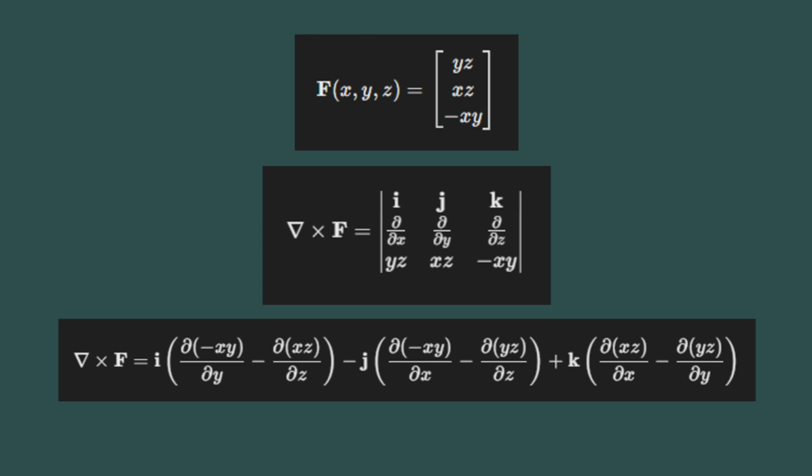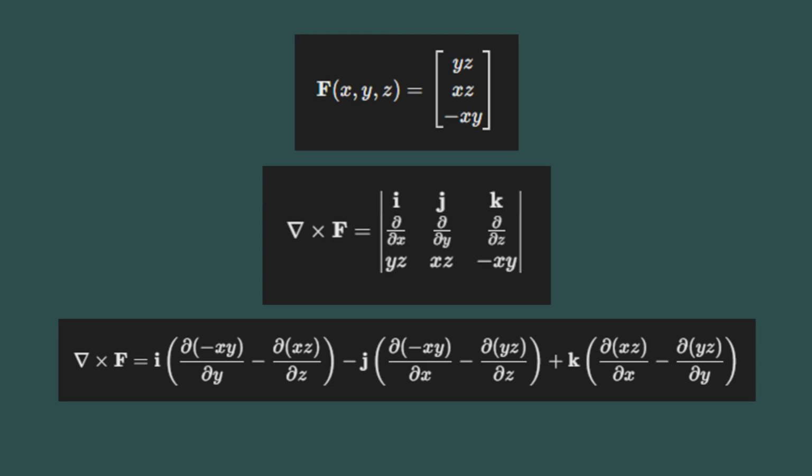First, we compute the i component of the curl. This involves taking the partial derivative of the z component, negative x times y, with respect to y, and subtracting the partial derivative of the y component, x times z, with respect to z. Next, we calculate the j component, which is the partial derivative of the z component, negative x times y, with respect to x, minus the partial derivative of the x component, y times z, with respect to z.